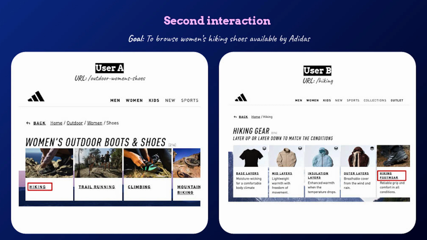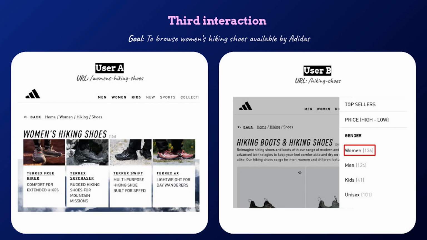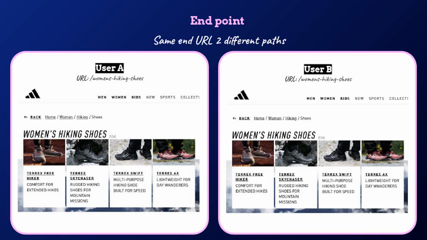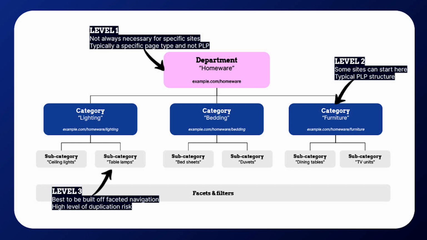User A then clicks on the hiking quick link on the women's shoes, and user B clicks on the hiking footwear on the hiking page. At this point, user A is at that women's hiking shoes category page, and user B selects a facet for women's on the hiking shoes category. At this point, both of the users have taken two completely different paths, but landed on the same URL. This is how site structure should be when we're talking about faceted navigation. There's no reason for the duplication to happen if it's set up correctly.